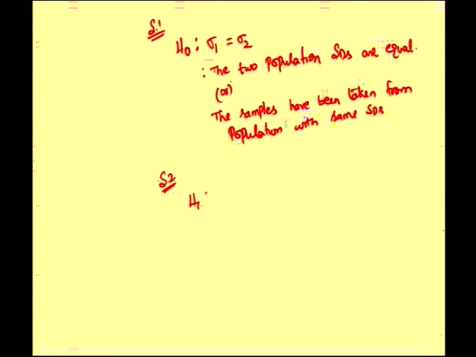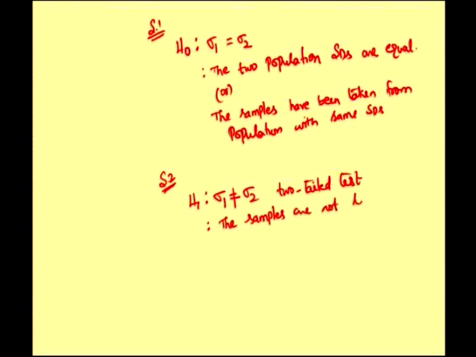Then H1. Nothing is specified in the question about whether the first population SD is greater than the second population SD, or the second is greater than the first. Since nothing has been specified, I will just take sigma 1 is not equal to sigma 2, and this happens to be a two-tailed test. The complementary statement for H naught here is that the samples are not taken from populations with the same standard deviations.